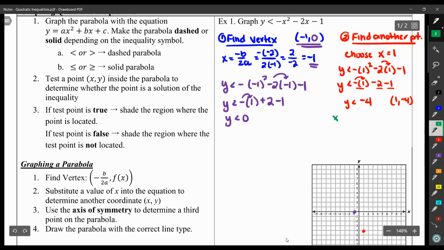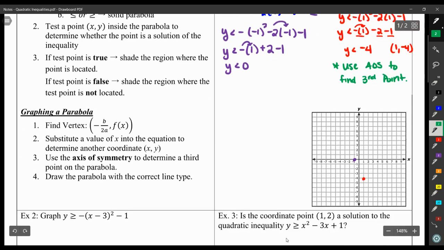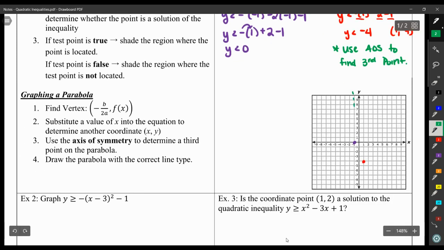To find the final third coordinate, we're going to use that axis of symmetry to find the third point. We don't have to do math again. We can use the fact that I know that a parabola is symmetrical to this axis of symmetry here. So if this red point is, let's see, 2 units away from the axis of symmetry, then that means another coordinate must be also 2 units away from the axis of symmetry. So these 3 points give me the basic idea of my parabola.